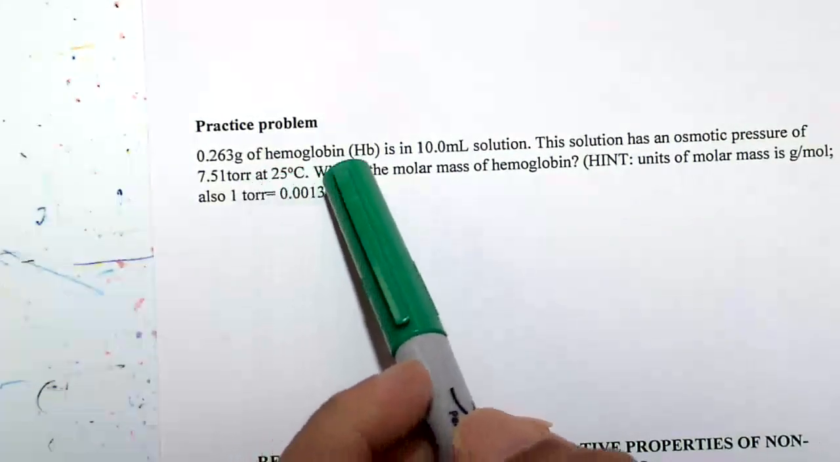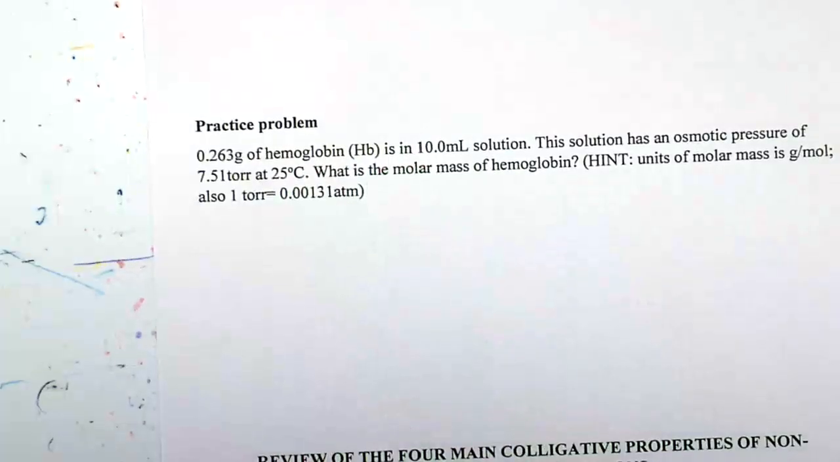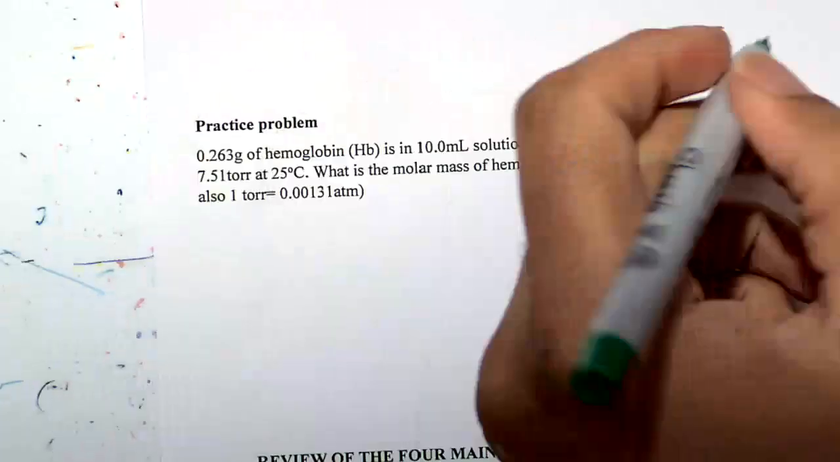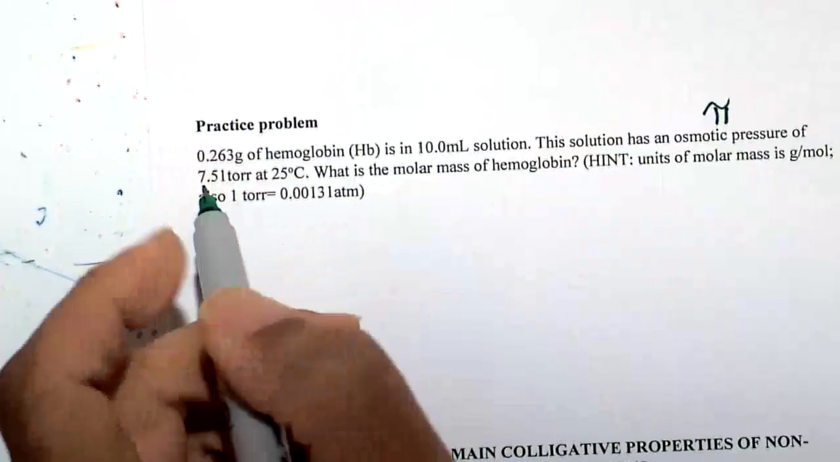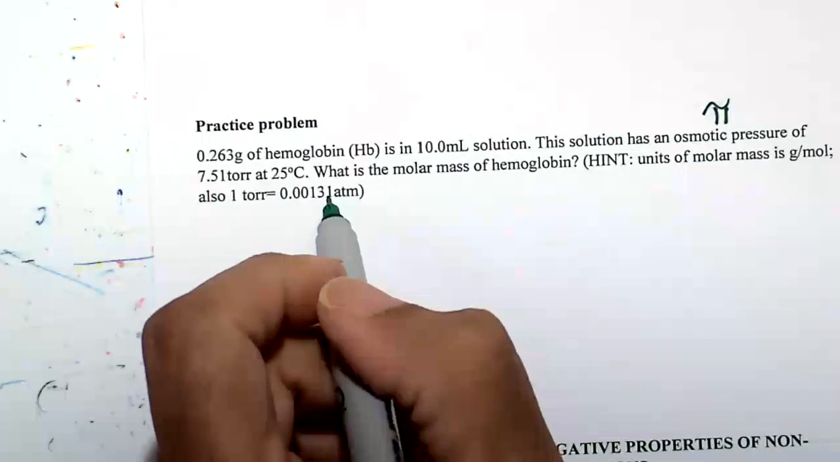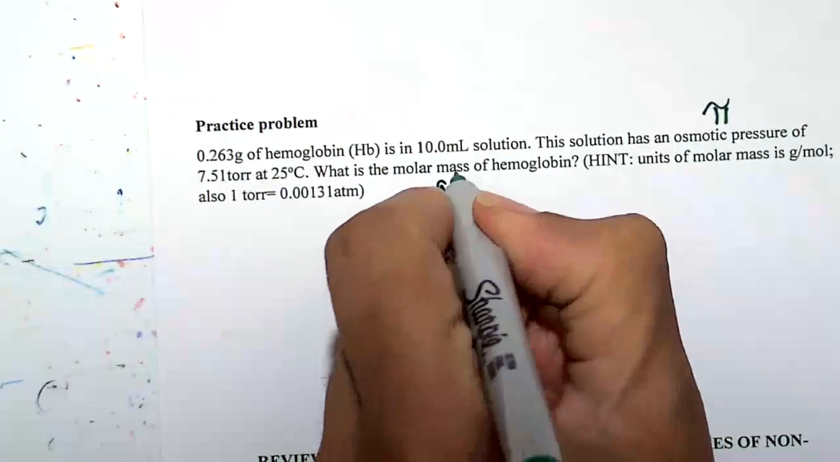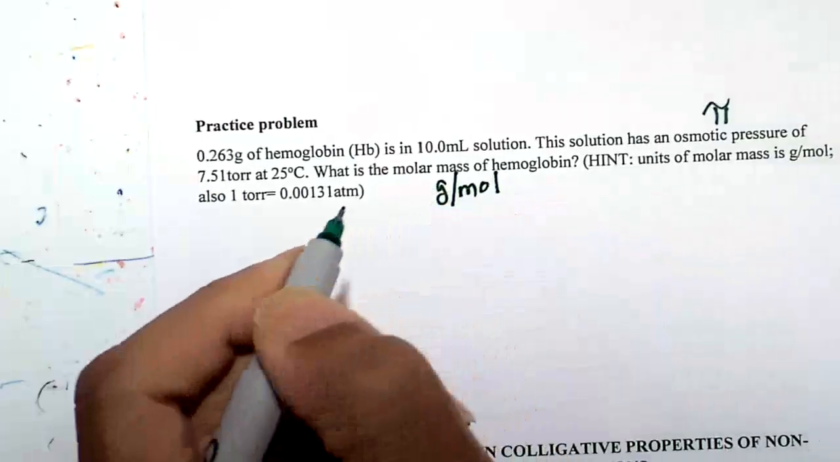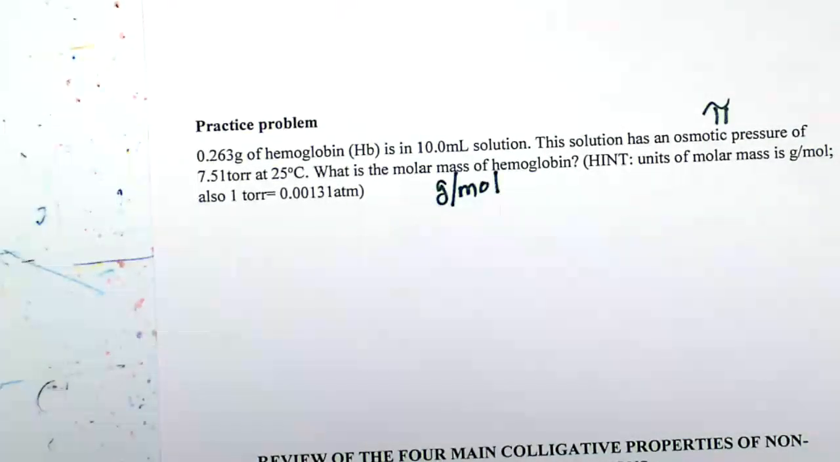Right, 0.263 grams of hemoglobin is in 10 milliliters of solution. The solution has an osmotic pressure, we'll call that pi, of 7.51 torr at 25 degrees C. What is the molar mass of hemoglobin? So once again, for molar mass, we want grams over mole as our final units.